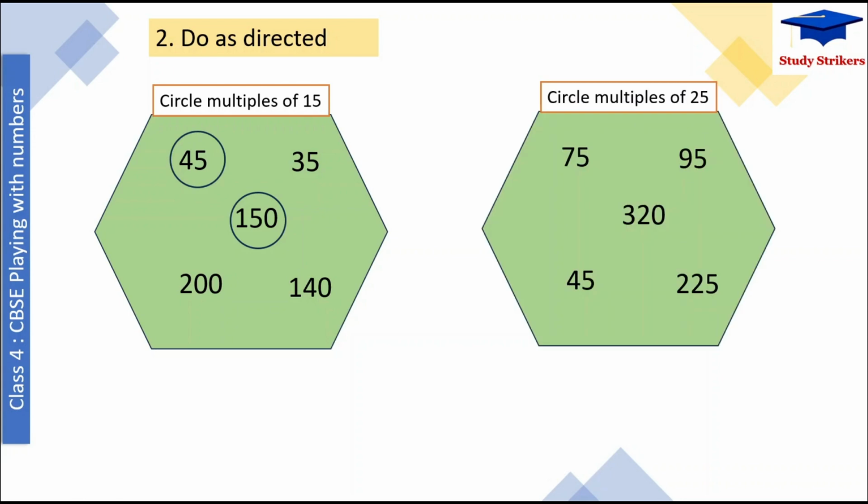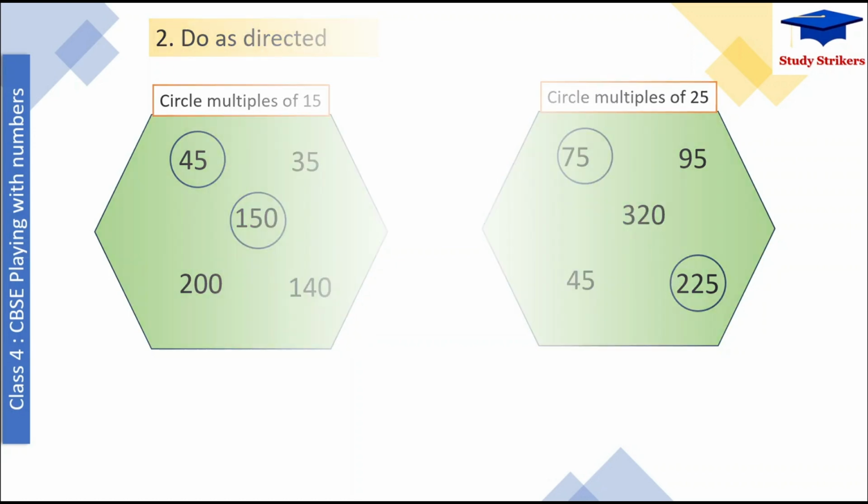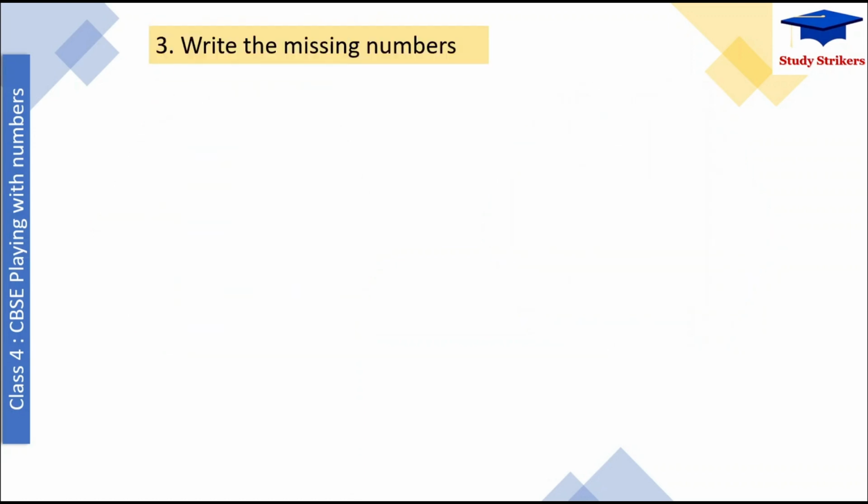Alright. Now next we have to circle multiples of 25. Out of these, 75 and 225 are multiples of 25. So let's circle them out. Yeah, there we go. And this question is also done. Okay, let's move ahead. We have to write the missing numbers over here.